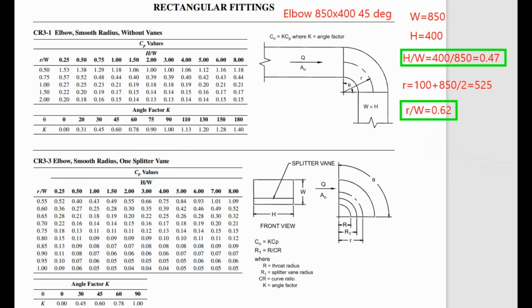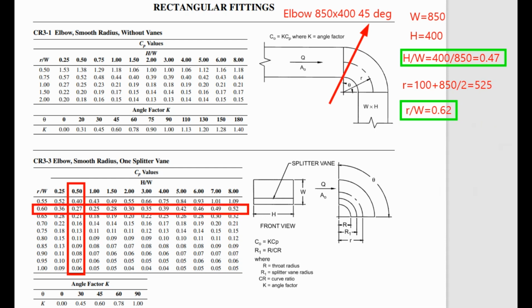We have one 45-degree elbow. To select the fitting loss coefficient for 45-degree, or any other angle, first select the fitting loss coefficient for 90-degree. So the h by w value is 0.47 and the nearest is 0.5, so we select this 0.5 column. Then the r by w value is 0.62, so we will select the nearest 0.6 row. So the fitting loss coefficient for the 90-degree elbow is 0.27.